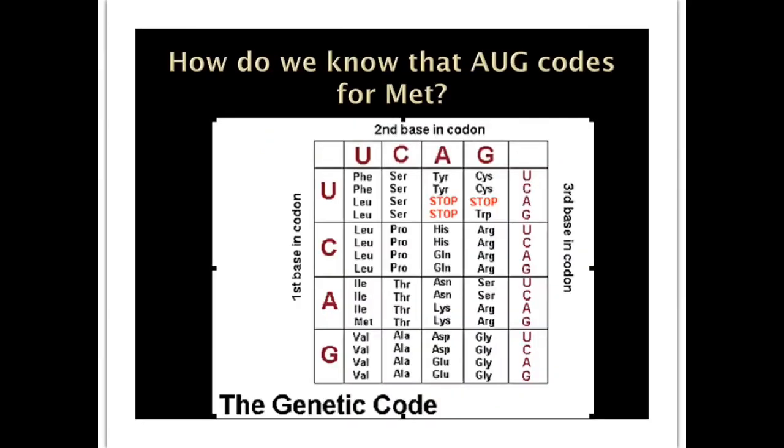So we just saw that the codon AUG codes for the amino acid methionine. How do we know that? Well, scientists have put together a codon chart. You are not going to have to memorize this.